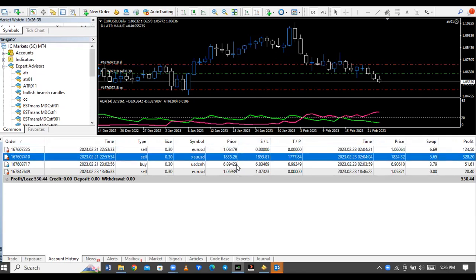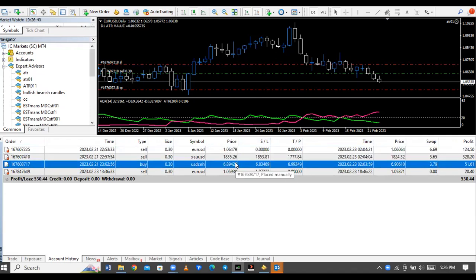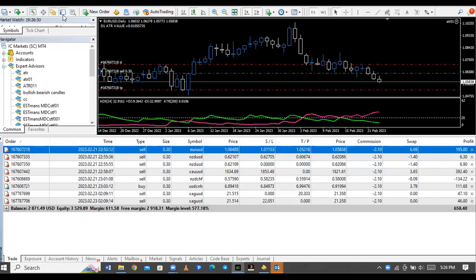For the gold, the same. This one and this one. It's only NZD-USD that we didn't close. The NZD-USD was the only one that didn't close at a profit. That's why we left it running up to today, because it has not hit the stop loss.